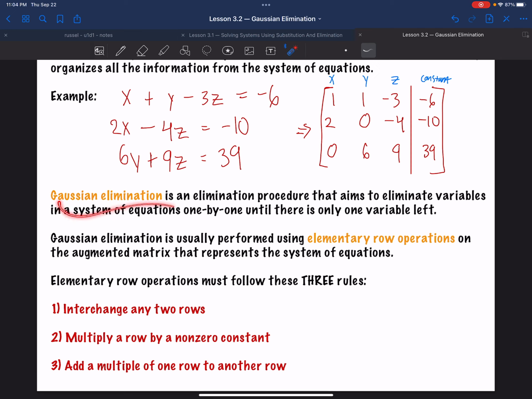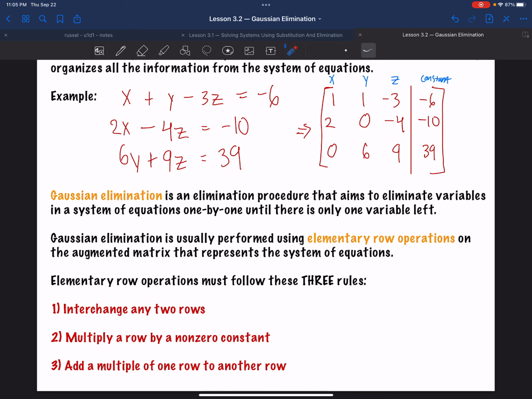So Gaussian elimination is an elimination procedure that aims to eliminate variables in a system of equations one by one until there is only one variable left. Of course, we're going to explain what that means in just a second. In Gaussian elimination, we're going to use what's called elementary row operations on this augmented matrix. So I might have something like this to start with. I'm going to use elementary row operations on the augmented matrix to get it in a certain form, okay? And we're going to talk about that.